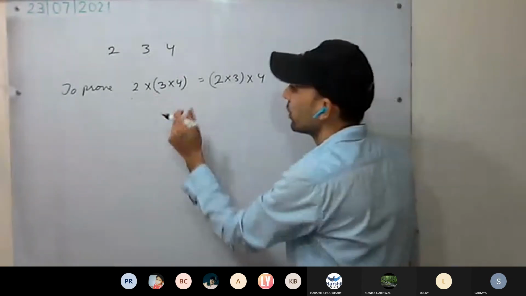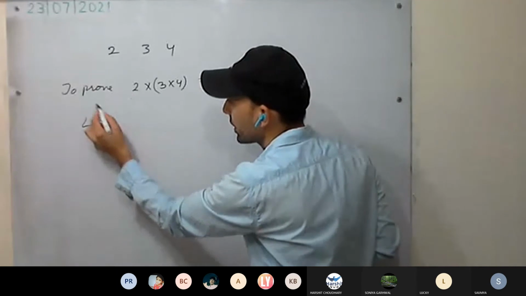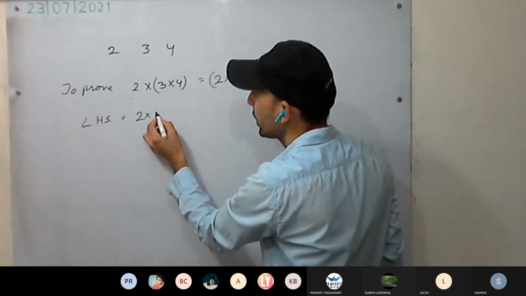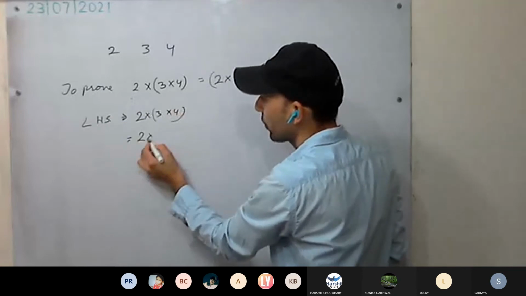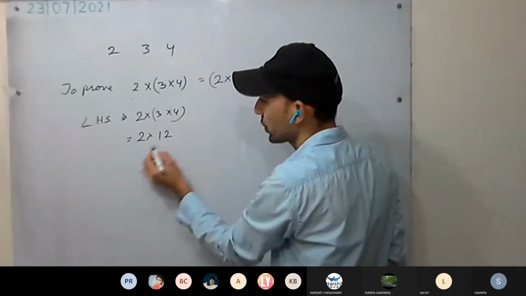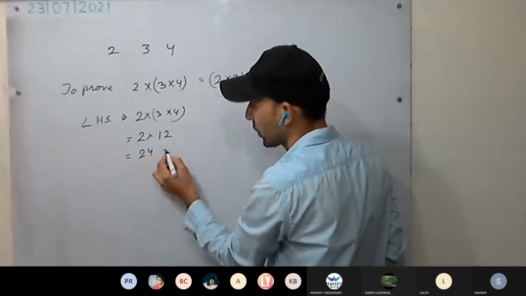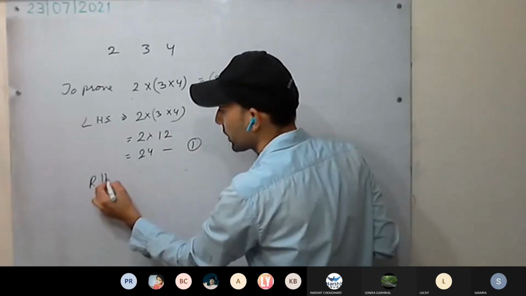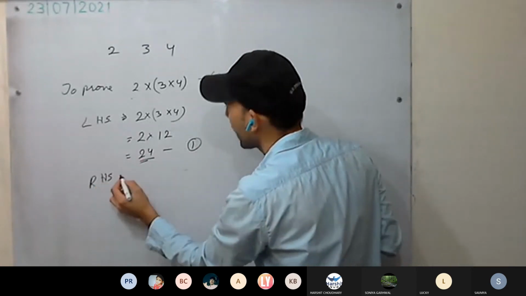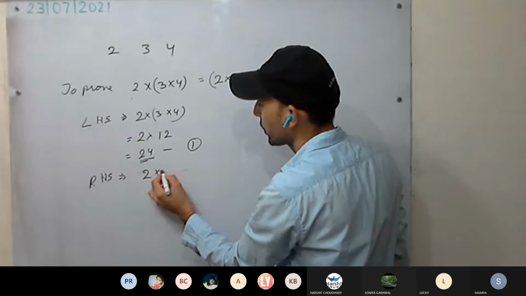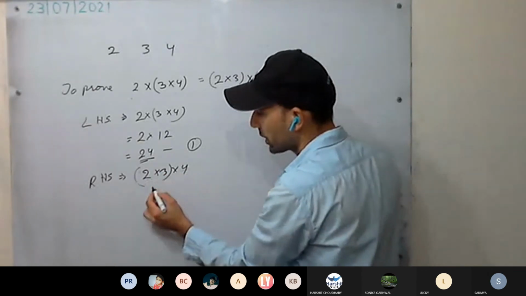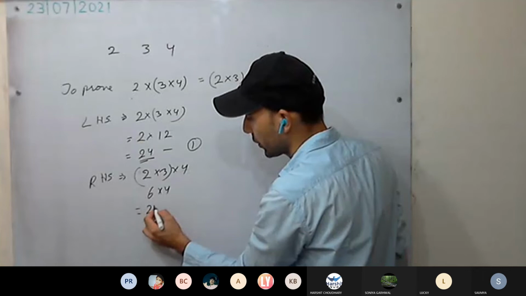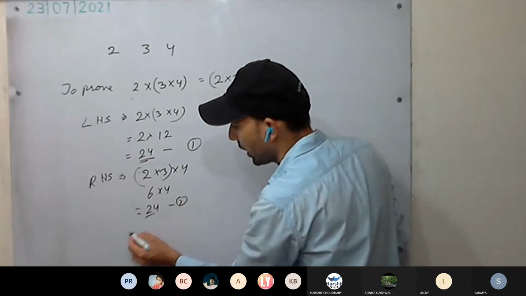So first take LHS. LHS will be how much? 2 into (3 into 4). First solve the bracket. 3 into 4, 12. 2 into 12, how much? 24. This is our first answer. Take RHS. (2 into 3) into 4. First solve this one. How much you are getting? 6. 6 into 4, 24. This is our second answer.